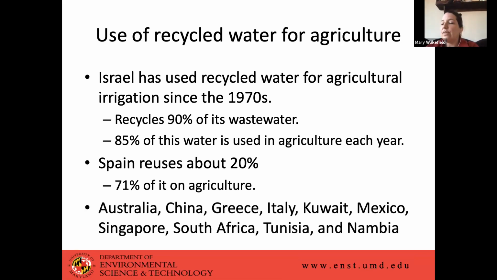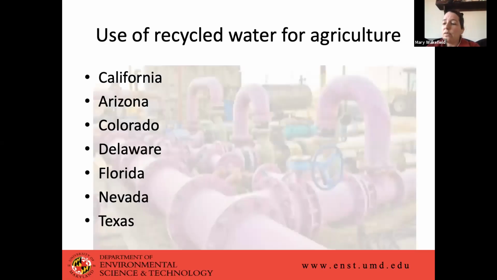And then other countries that also do water recycling for agricultural use: Australia, China, Greece, Italy, Kuwait, Mexico, Singapore, South Africa, Tunisia, and Namibia. So there are several countries out there already that do water recycling. The United States does some on a somewhat limited basis.